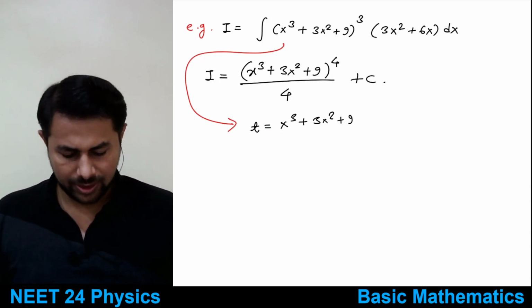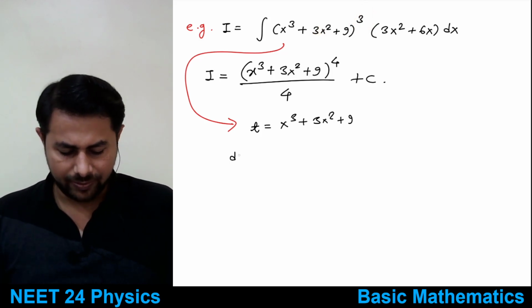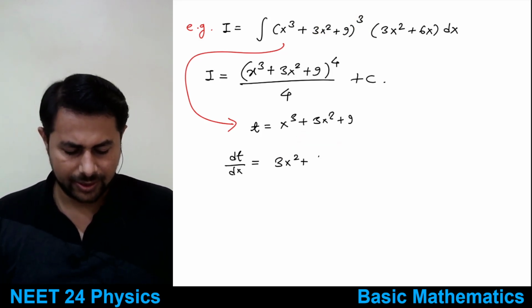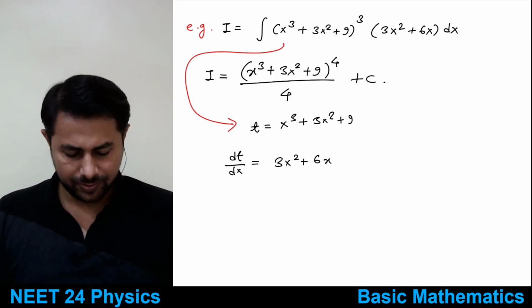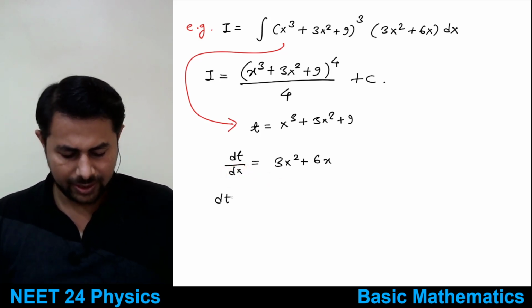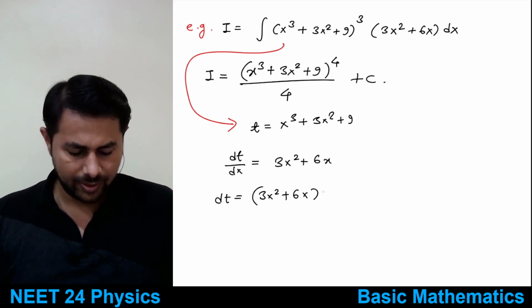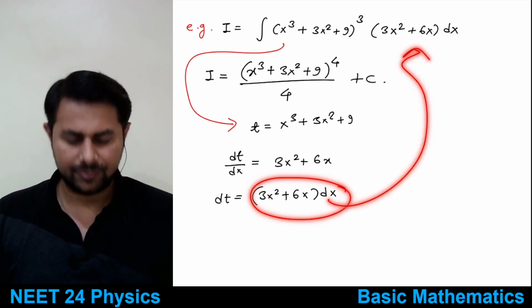Okay, so this thing will be t raised to 3, right? If you take its derivative, dt by dx will be equal to what? It will be derivative of this thing, so that is 3 times x square plus 6x. Derivative of 9 is 0, right? Move that dx on that side. So you get dt is equal to 3x square plus 6x dx, and you see that this thing is there.